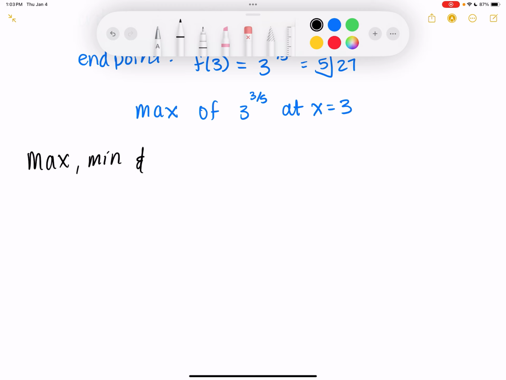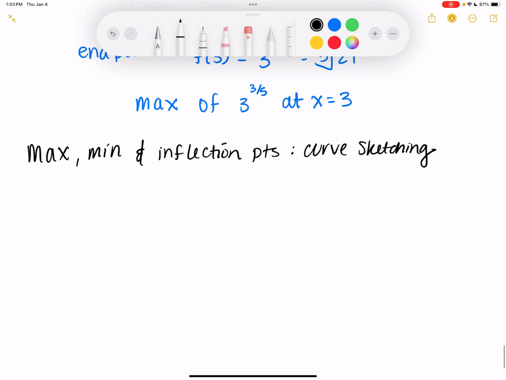All right, max, min, and inflection points. Curve sketching. All right, case 1: functions that are differentiable everywhere.